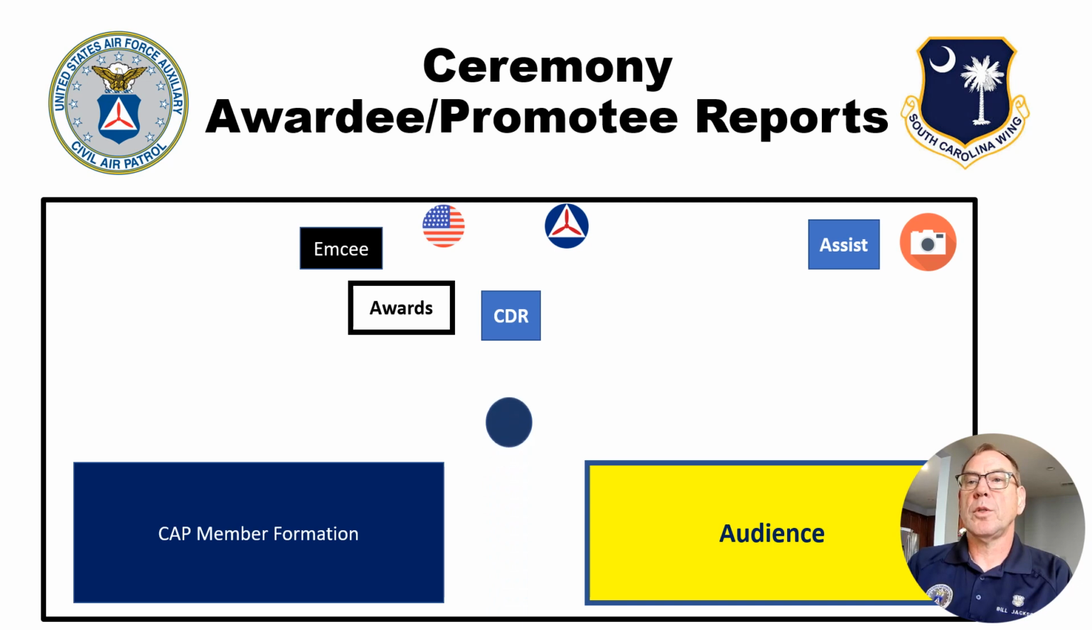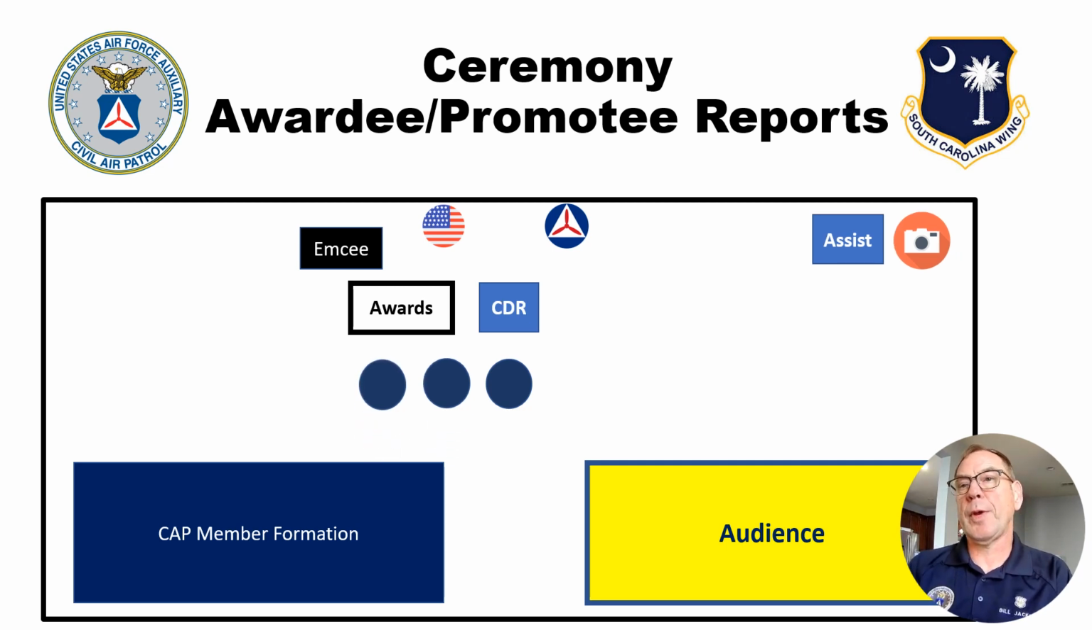Cadet Alpha will then stop 2 paces before the commander and extend a hand salute, and will only drop the salute after the commander drops his salute. Now, if you're presenting a group of awards, i.e. everybody's getting the same award, or i.e. everybody's getting the same promotion, then call all those people up at the same time.